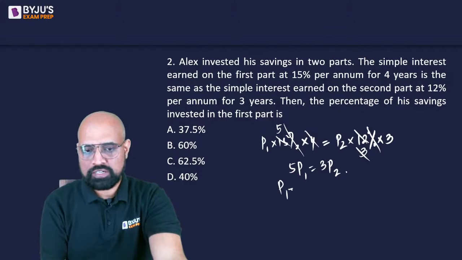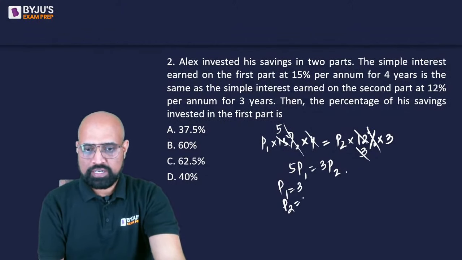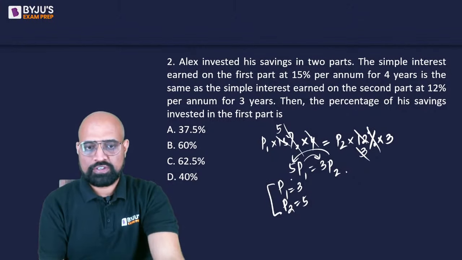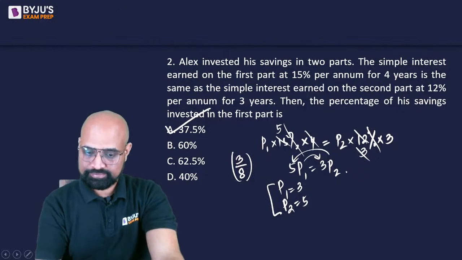So the first part is 3 and the second part is 5. The percentage of his savings invested in the first part: he saves 3 out of a total of 8. 3 by 8 is nothing but 37.5%. Pretty easy.